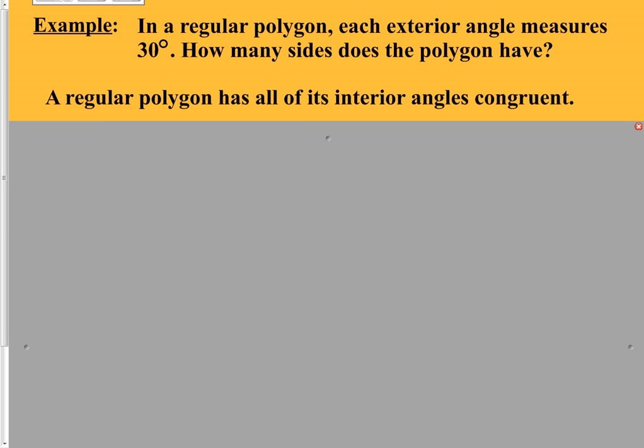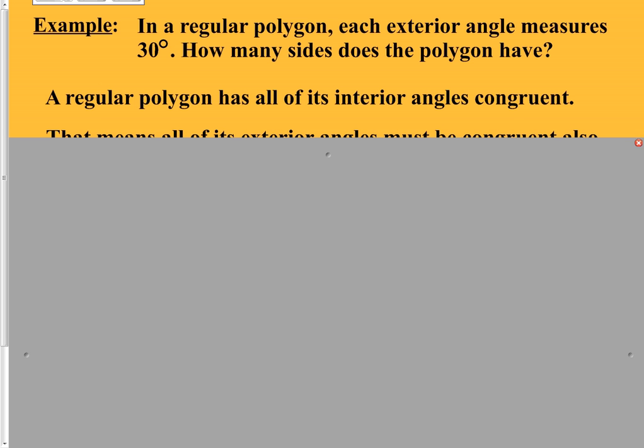Regular means all of its angles are going to be the same and all of its sides are going to be the same. It's equiangular and it's equilateral. But in this case, we're not necessarily worried about the sides, we're worried about the angles. So each interior angle is going to measure the same. If each interior angle measures the same, what do you think that's going to do to its exterior angles, like this problem is talking about?